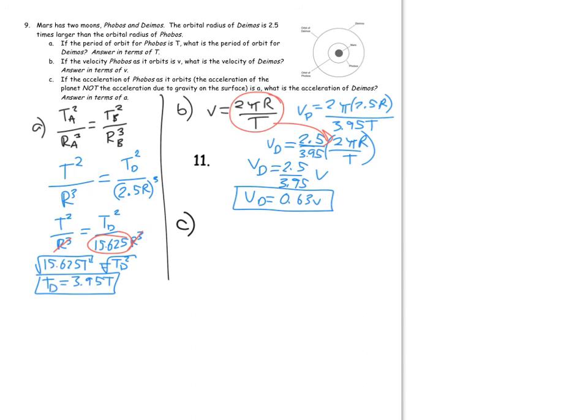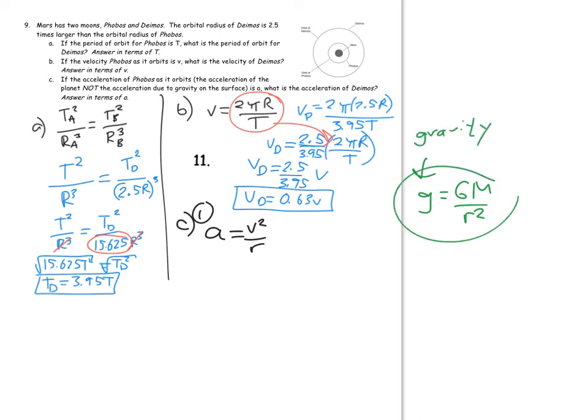Moving on to part C, we now want to compare the acceleration of Phobos as it orbits to the acceleration of Deimos. There's actually two ways of doing this. One, we can think about the fact that acceleration when something's going in a circle is v squared over r. The other one is g equals GM over r squared, and the reason for that is these moons are orbiting due to gravity. That is the force that makes them orbit. So we could do it either way. I'll start by setting it up with circular motion.